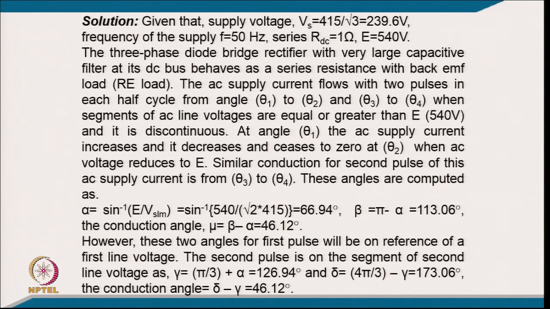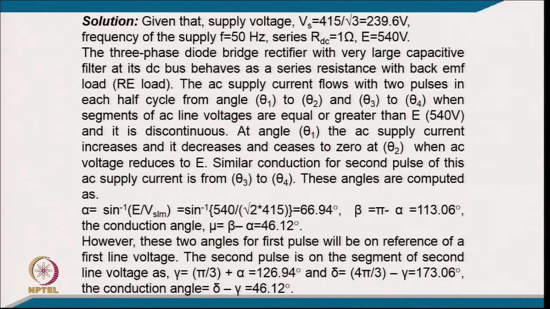It is conducting only for this period. However, there are 2 angles: the first pulse will be the reference for the first line, and the second pulse will be calculated from pi by 3 plus alpha. So, that will be 126.94, and delta equal to 4 pi by 3 minus alpha, that is 173, and the conduction period will be the same, 46.